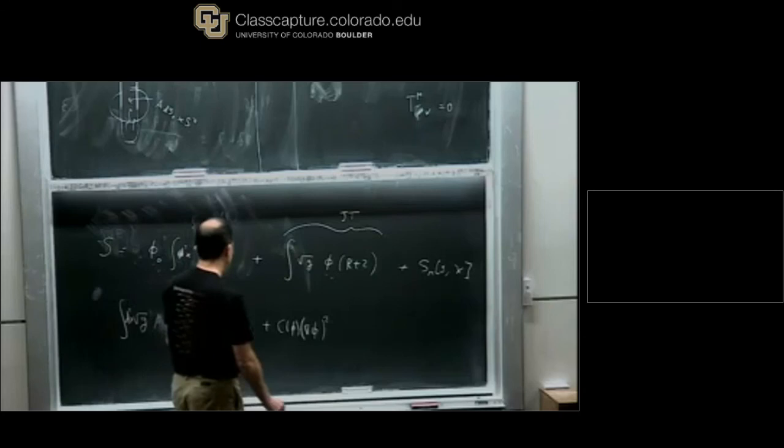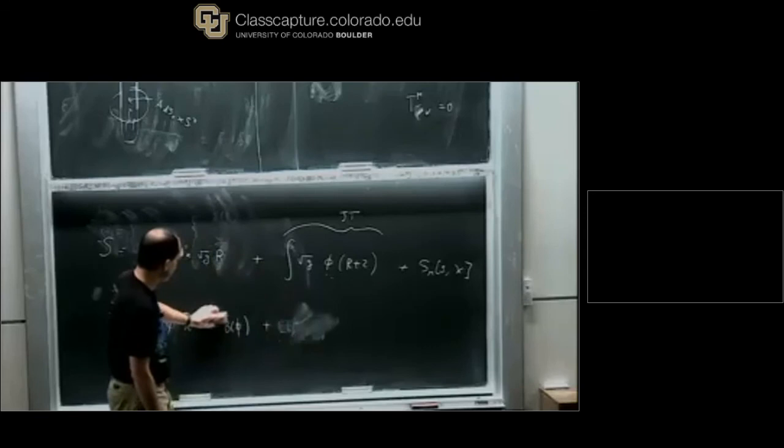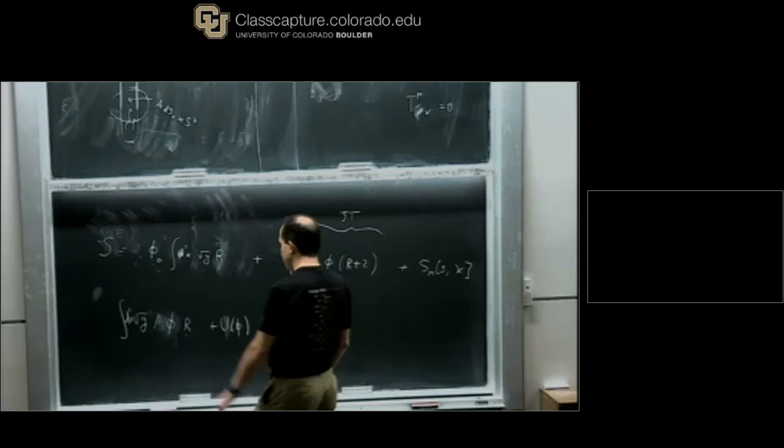And then we're left with these two. And then we can do another field redefinition of the metric that somehow gets rid of this term. So then we have this. And let me call the one that appears here u, conventionally called u. So that's the generic situation for spherically symmetric reduction.